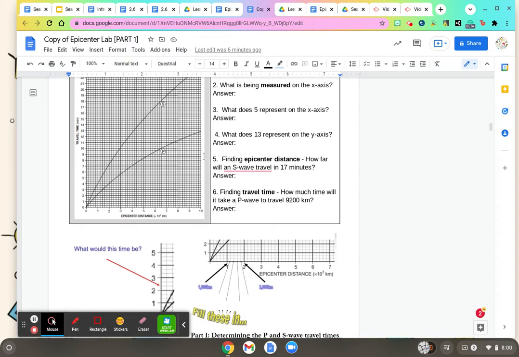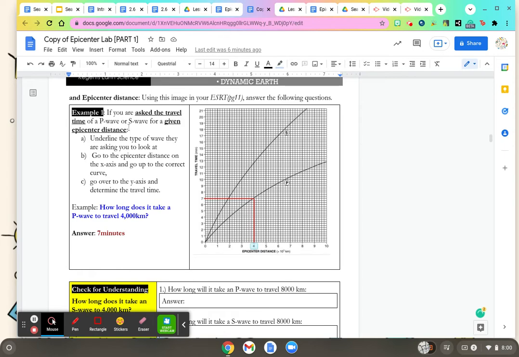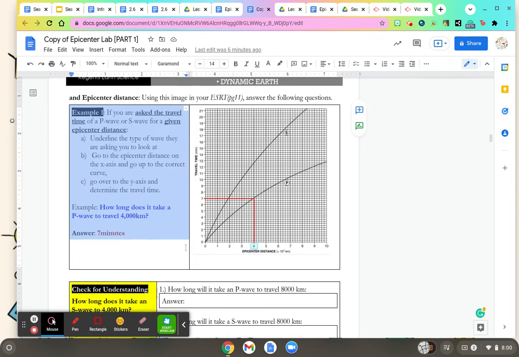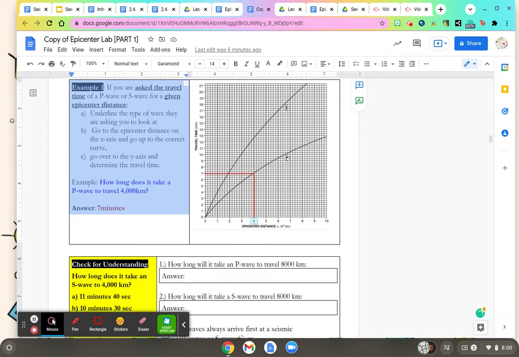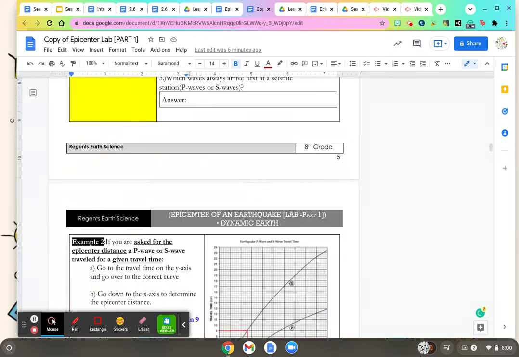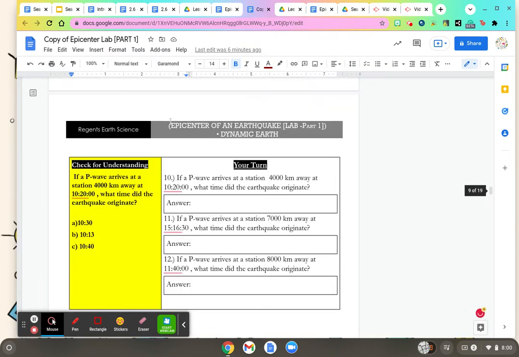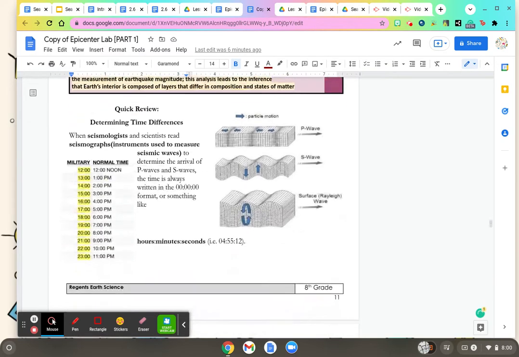The rest of the different examples all have step-by-steps on how to complete the questions for that part. So for example 1, you will follow these steps to answer the checking for understanding and the 3 questions following it. You're going to use the same method. There are 8 examples in total. Each one has step-by-steps before you answer the questions.